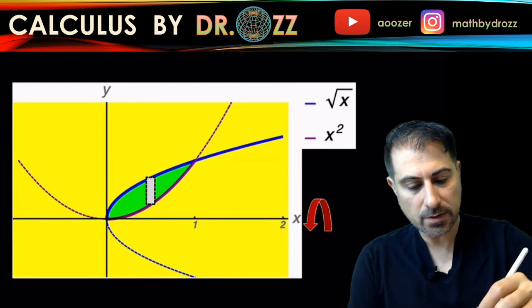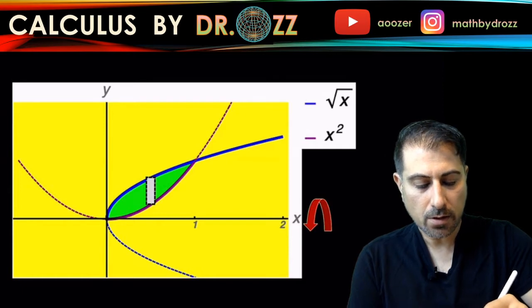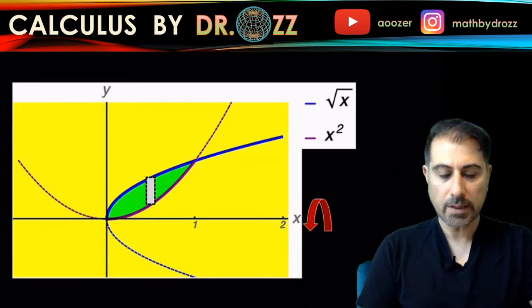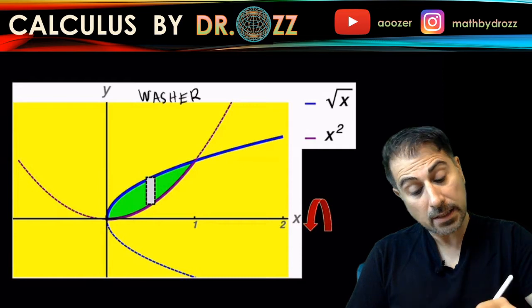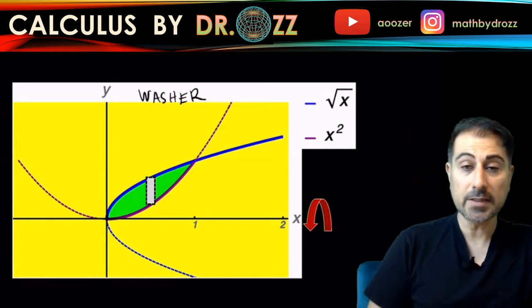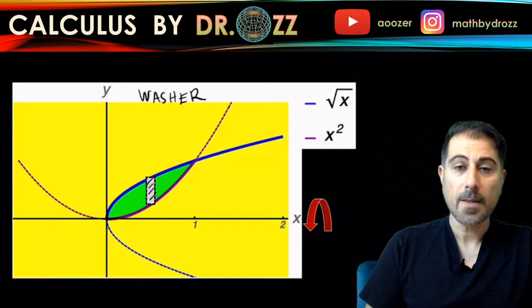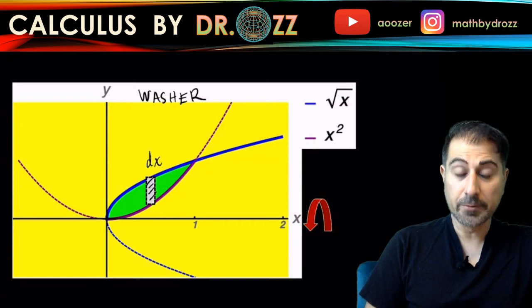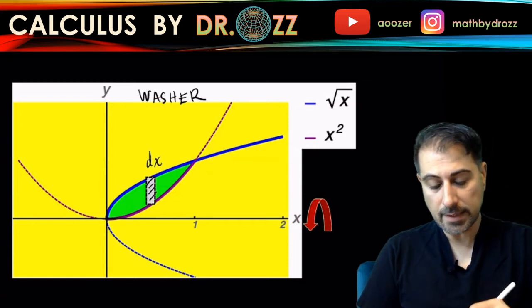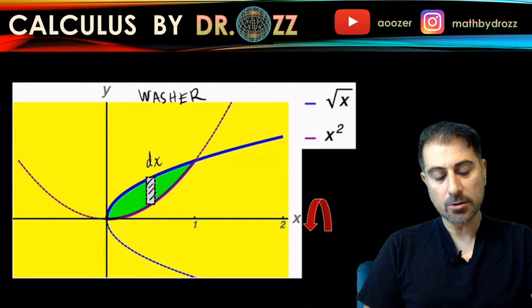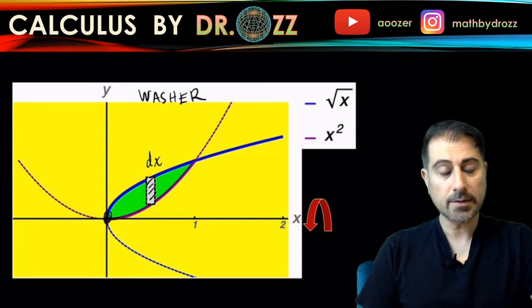Here we go. So this is me using, in fact, a washer method. So that I got a slice like this, and that comes with thickness dx. In the green region, right? That's exactly what the region looks like. And these are the intersection points.